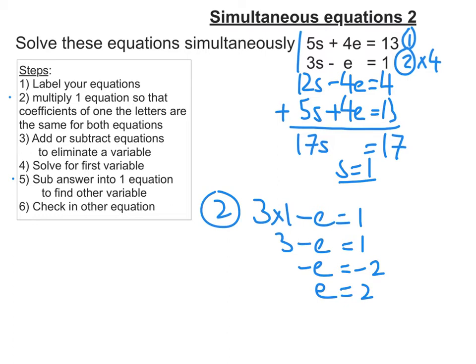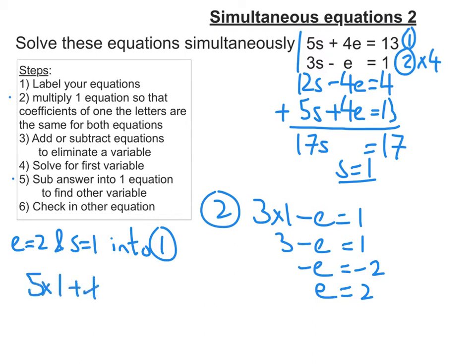Now let's check that they are correct. So let's put e equals 2 and s equals 1 into the equation I haven't used, and that's equation 1. So it's going to be 5s, so 5 times 1, plus 4e, so 4 times 2. It's going to be 5 plus 8, so that is 13, which is what I was looking for. So lastly, just write out my answer, so I know that e equals 2 and s equals 1.